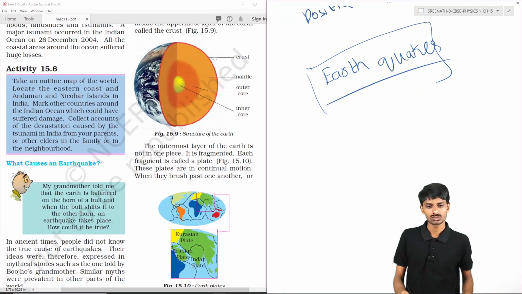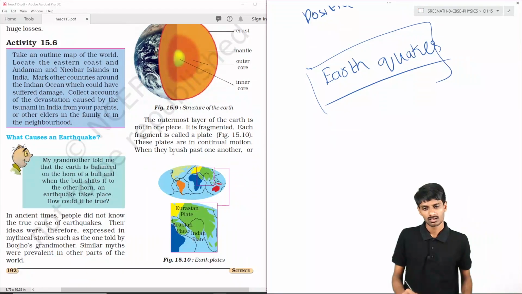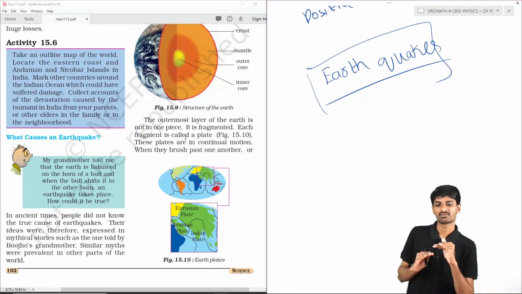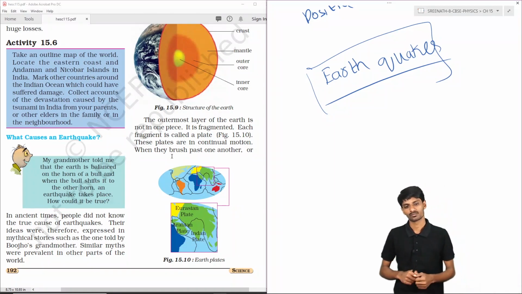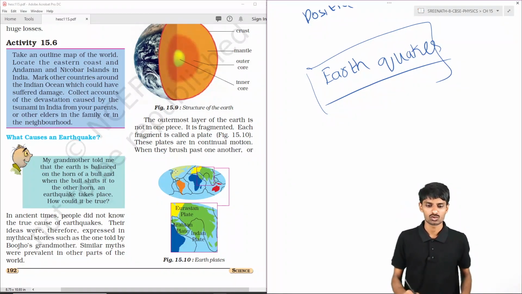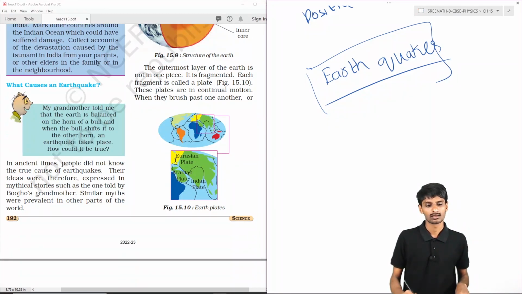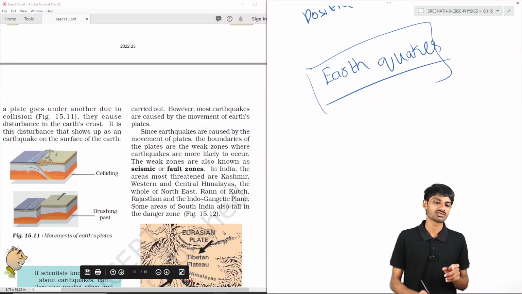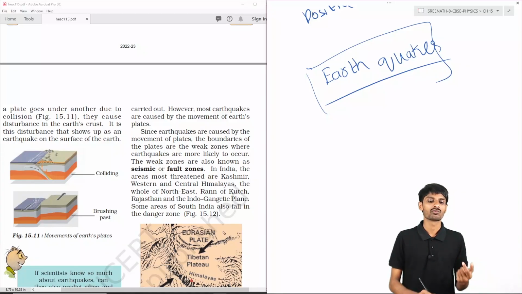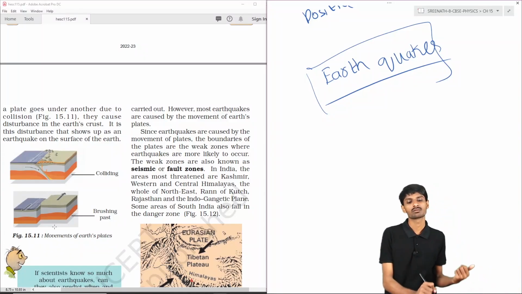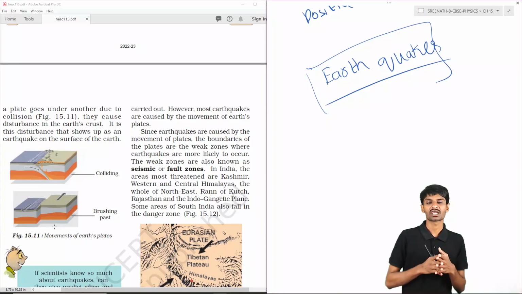In the case of the outermost layer of the earth, there are plates. It is not one part, there are different plates. These plates continuously move. Okay, students, they are in continuous motion. Whenever the plates collide with one another, or one goes down and one goes up, or one moves in this direction and one moves in that direction, brushing past, in these cases the plates move and vibrations and earthquakes occur.